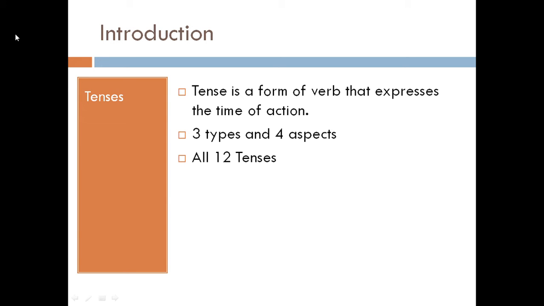Tense is a form of verb that expresses the time of action. So tense क्या होता है? Tense verb का वो form होता है जो हमें time of action बताता है. When the action took place, is it taking place now? Has it already taken place? Will it take place in future? Etc. There are basically three types and four aspects of tenses, and when we combine these three types and four aspects, we get all 12 tenses of English grammar.